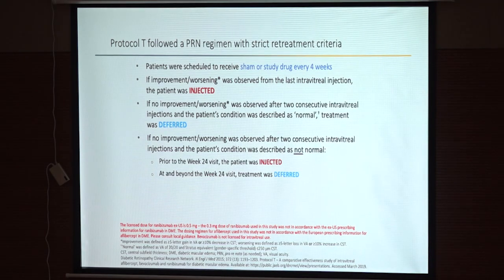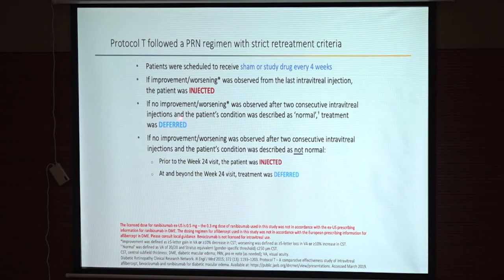Suppose you have given the first injection to a diabetic macular edema patient and the edema has resolved. Now suppose the patient has become absolutely normal after the first injection. The patient comes for the second injection, you have to give it. And when the patient comes for the third injection, again you have to give it. When he is coming for the 4th injection, after the last 2 injections there is no further macular edema and the patient is absolutely normal, then treatment has to be deferred. So even if a patient has improved after the first injection, you have to give 2 further injections so that the improvement is maintained, and thereafter you stop.